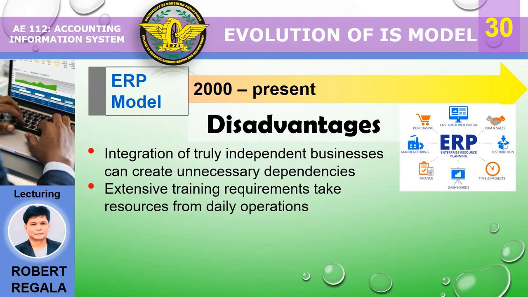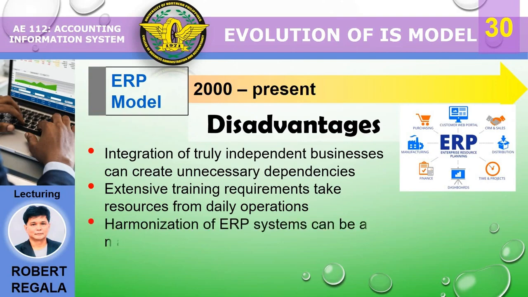8. Harmonization of ERP systems can be a mammoth task, especially for big companies, and requires a lot of time, planning, and money.